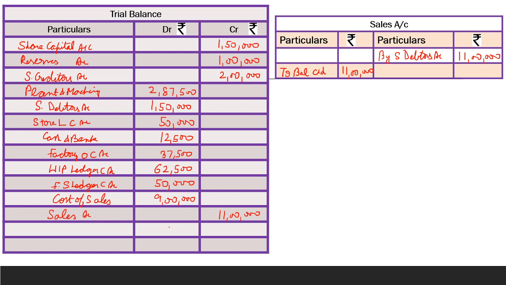Now we total the trial balance. Our debit side total is 15 lakh 50,000, and on the credit side our total is also 15 lakh 50,000. So our solution is correct. So friends, in this video, first we discussed the trial balance of individual accounts related to material, wages and overheads. Then we took one important question.